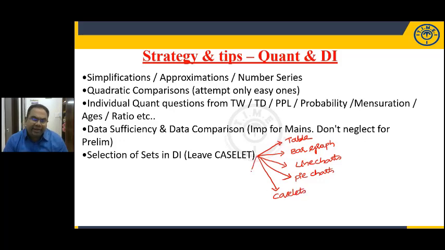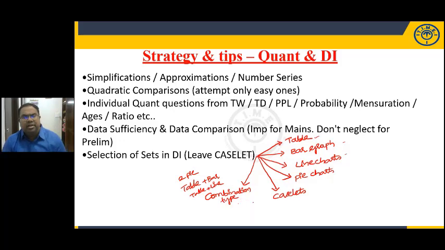Apart from that, generally when you go to your main exam, combination type DI questions. What do you mean by combination type? Two tables, table plus bar. Combination means table plus bar graph. Two pie charts, table plus line. These are basically called combination of DI sets. But most of the times you'll get single graph, prelim exam. Main exam also single graph. Sometimes when you go to your main exam, you can also get these combination types.